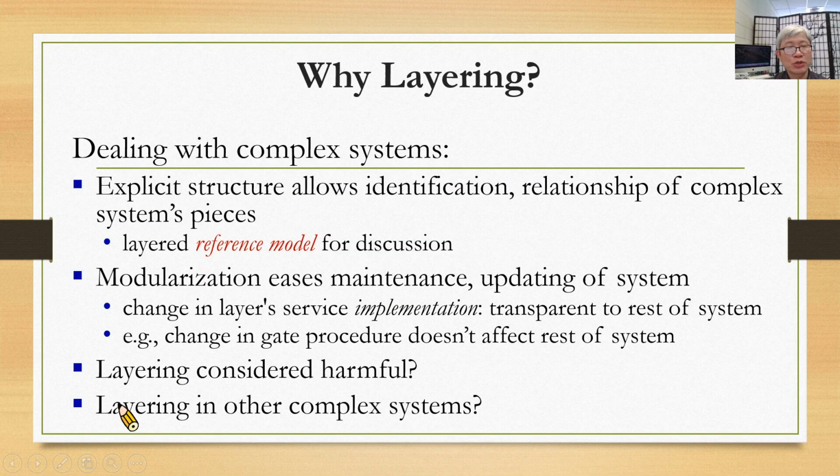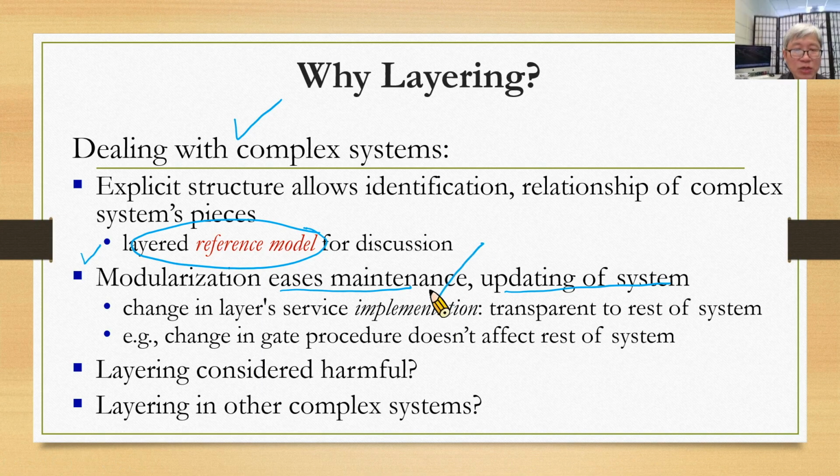Why layering? In fact, we should deal with a complex system, so we rely on the concept of a layer to have a layer reference model. With a layer reference model, we can have several modules, and the modularization can ease maintenance and updating of a system. If we want to change the implementation of a layer, then this change will be transparent to the rest of the system. For example, if we want to change something in the gate procedure in the case of air travel, it won't affect the rest of the system.